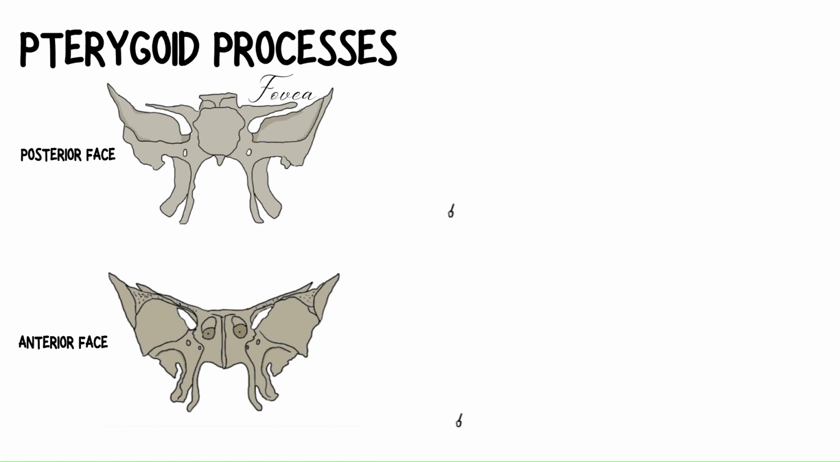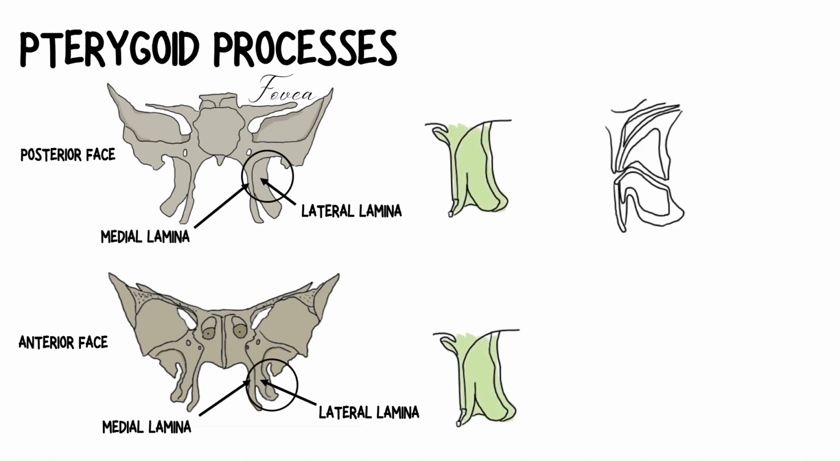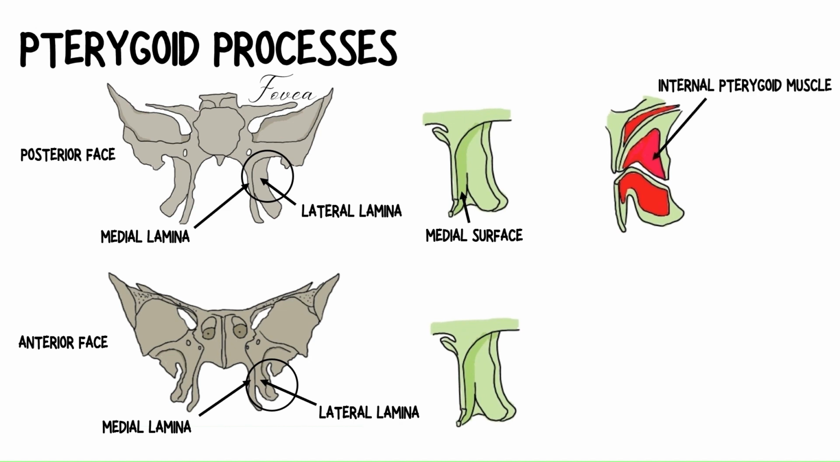The pterygoid processes are formed by 2 laminae, one outer, the lateral lamina, and one inner, the medial lamina. The lateral lamina presents the origin of the 2 pterygoid muscles. The medial surface of the lateral pterygoid plate of the pterygoid apophysis presents the origin of the internal pterygoid muscle, which is an occlusion muscle. Its insertion is the medial surface of the ramus and angle of the mandible.